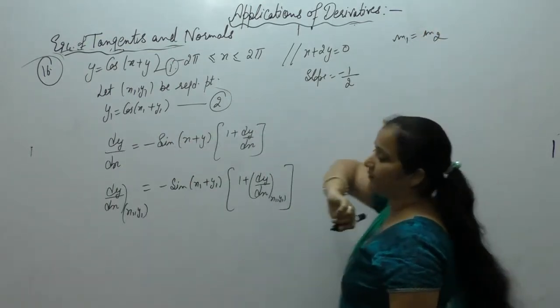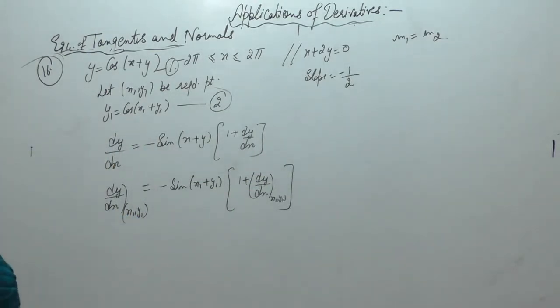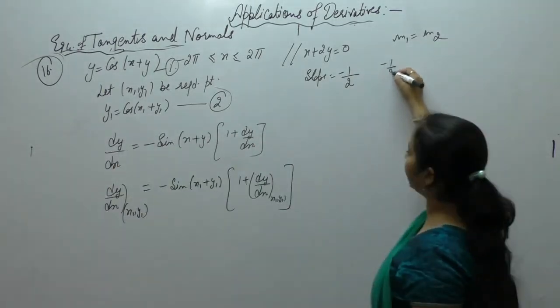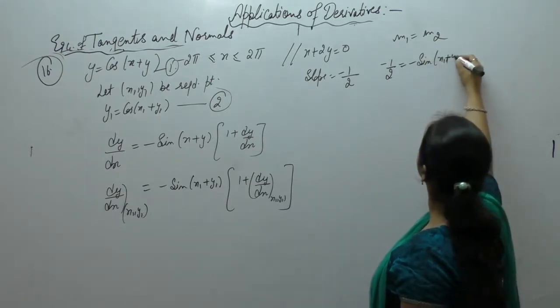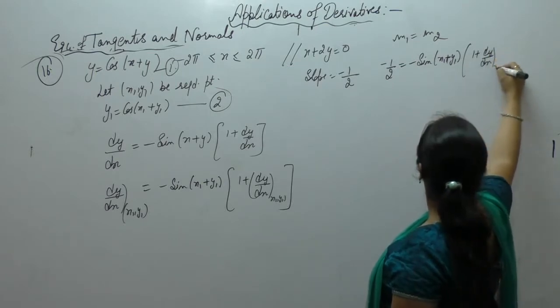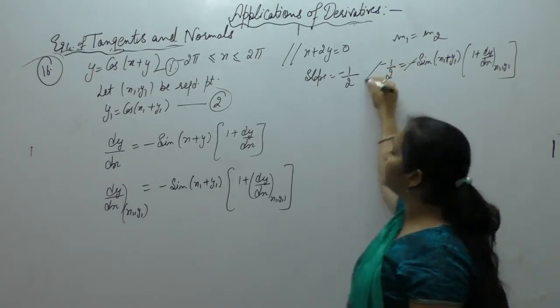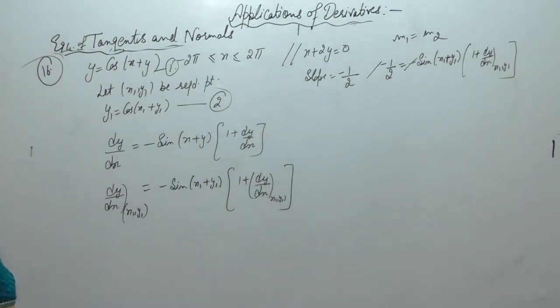Now these are parallel. Therefore, m1 will equal m2. So we can write it as minus 1 by 2 is equal to minus sine of (x1 plus y1) times (1 plus dy upon dx at (x1, y1)). Clear? Minus minus will get cancelled here. From here, what do we get?